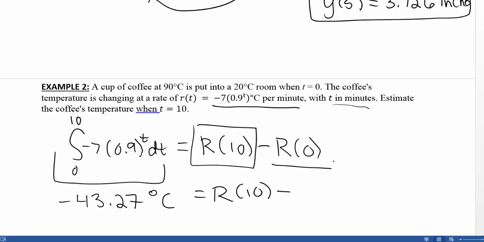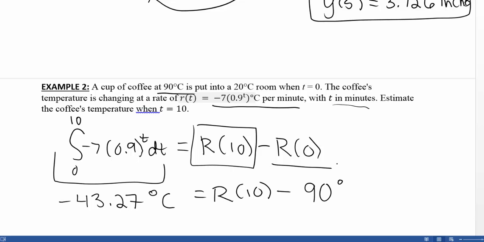What was our initial temperature of this coffee? If you look at the first sentence here, we have two pieces of information, and we need to look at them carefully to determine which one is our capital R of 0, our temperature at time 0. So the cup of coffee is 90 degrees Celsius, and the room is 20 degrees Celsius. But what we're talking about in this scenario is the temperature of the coffee, which means that this 90 degrees Celsius is the starting temperature of this coffee.